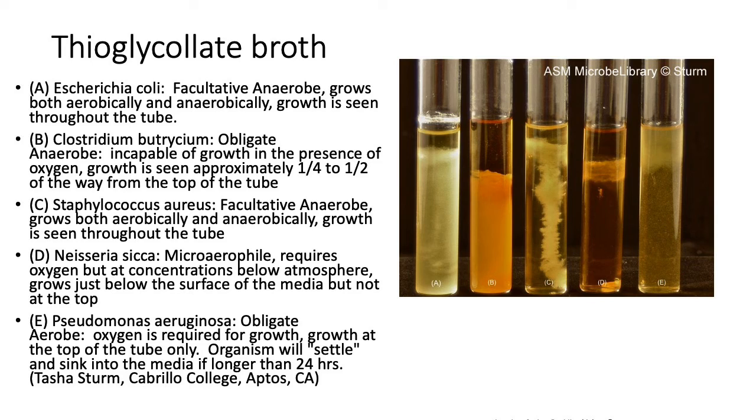A is E. coli. So these are facultative anaerobes, so you can see that there is growth through the tube, and although it's kind of hard to see, there's a little bit more on the top. B is Clostridium. So this is an obligate anaerobe, and you see that it only grows away from the top. Number 3 is Staph aureus, which is also a facultative anaerobe, and you can see the growth through the tube and a little bit more also at the top.